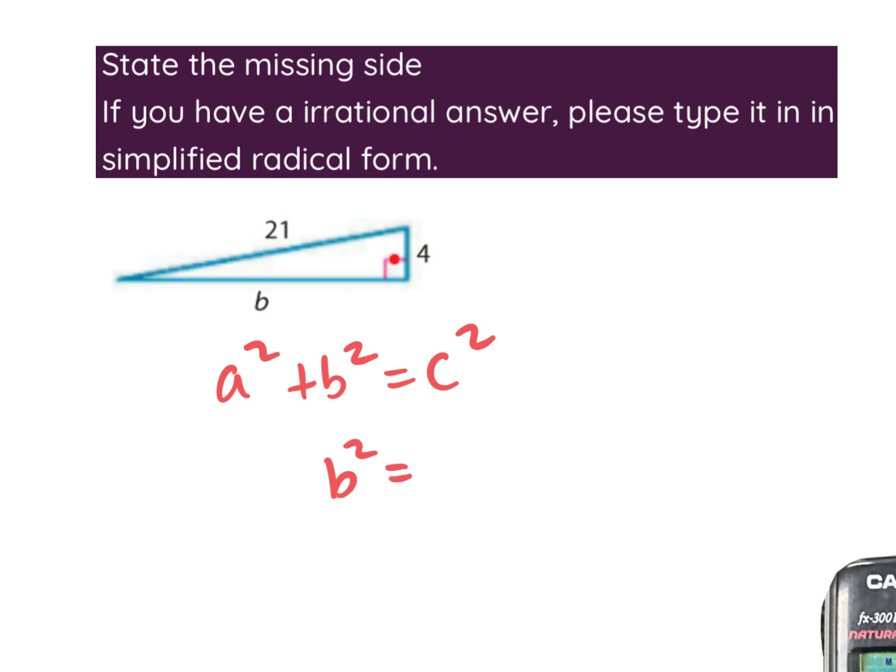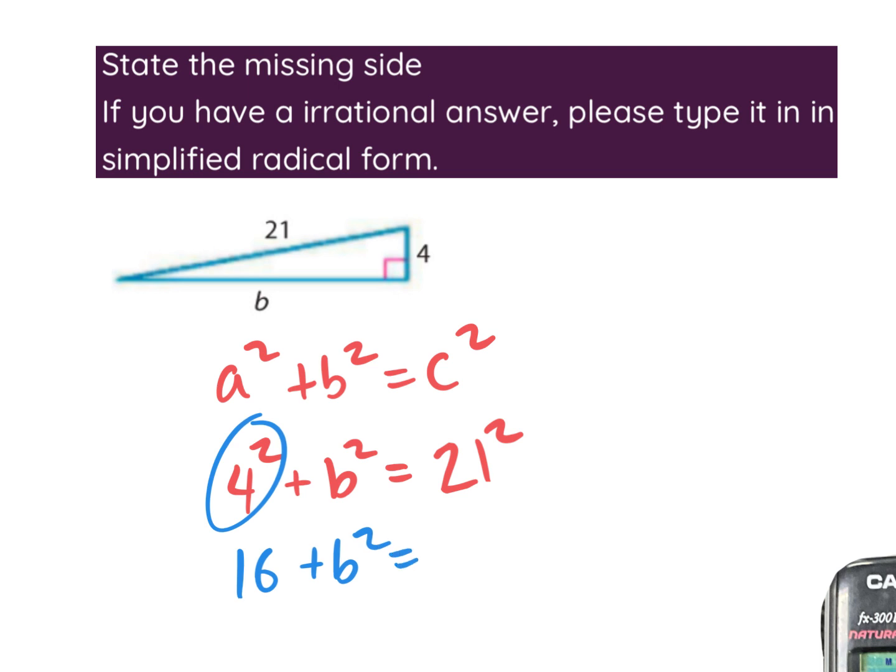We know that the c value is the longest side, which is opposite the 90-degree angle, which is 21. So you have 21 squared, and the a obviously is the 4 squared. A squared plus b squared equals c squared. All right, so we could do this math easy. 4 squared is 4 times 4, that's 16. 16 plus b squared equals 21 squared.